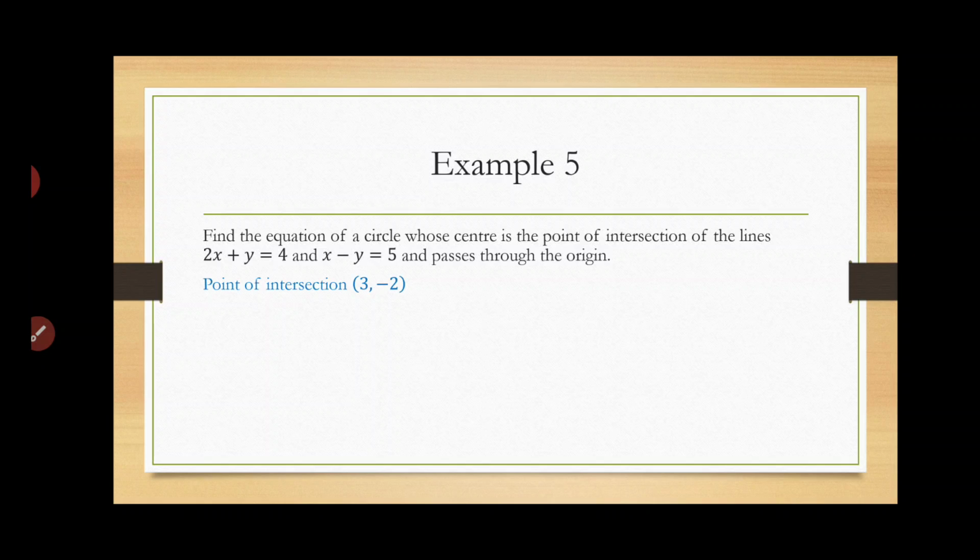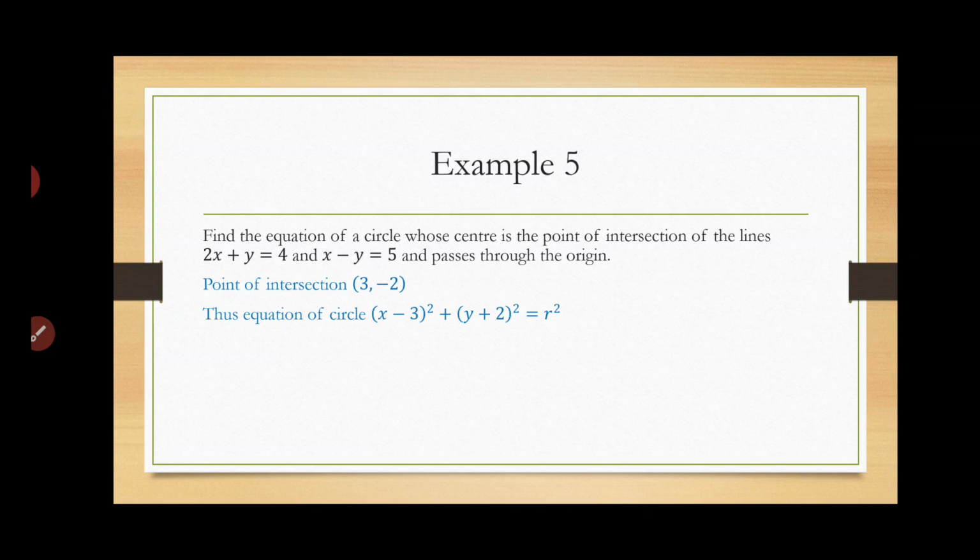So now all I need to do is find the equation of the circle. Again, if the center is (3, -2), I know the equation of the circle has to be of the form (x - 3)² + (y + 2)² = r², where r is the radius, which I don't know.